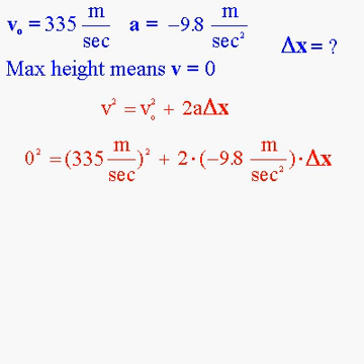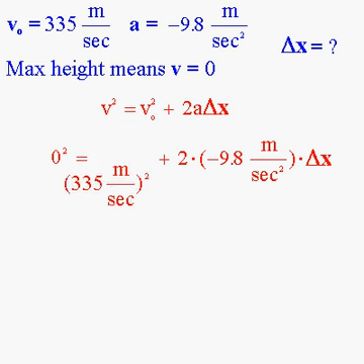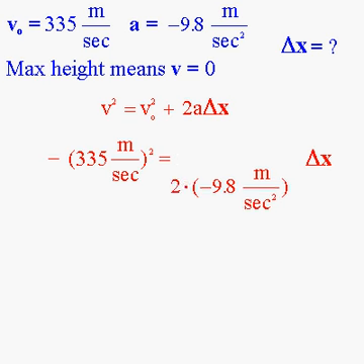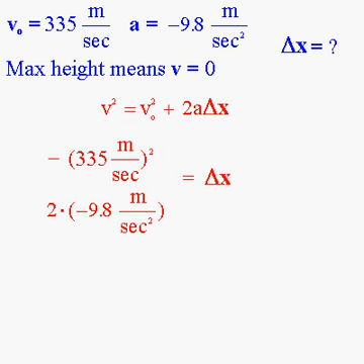All right, let's solve for delta x. We'll take 335 meters per second quantity squared and subtract it from both sides of the equation. That will make it disappear on the right and appear as a negative on the left. Next, we divide by 2 times negative 9.8 meters per second squared. When we do that, it will disappear on the right and reappear in the denominator of the left-hand side of the equation. All right, so delta x is negative the quantity 335 meters per second squared divided by 2 times negative 9.8 meters per second squared.